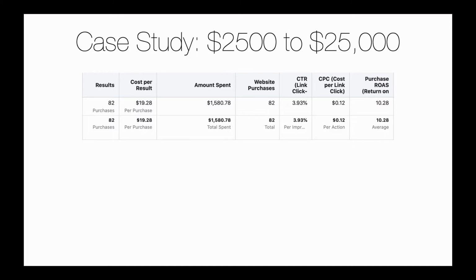So here's a case study on how I took one of my clients' business from $2,500 a month to $25,000 per month. And if you don't know how to read these metrics, that's all right. We're going to go through them individually. So you can see here 82 purchases, right? That's results. The next column is cost per result. So this is $19.28 she had to spend just to get a customer.